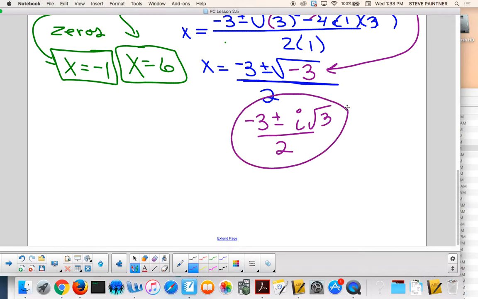Oh, how many zeros do you see here, by the way? 2. -3 plus this and -3 minus this, over 2. So there are 2 zeros here. I'll write them out for you just so you can see them. First one is this. Second one is this.